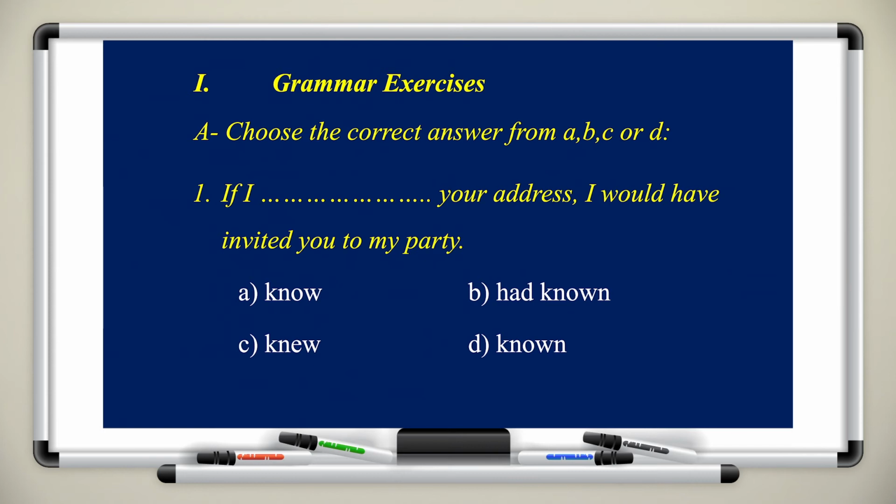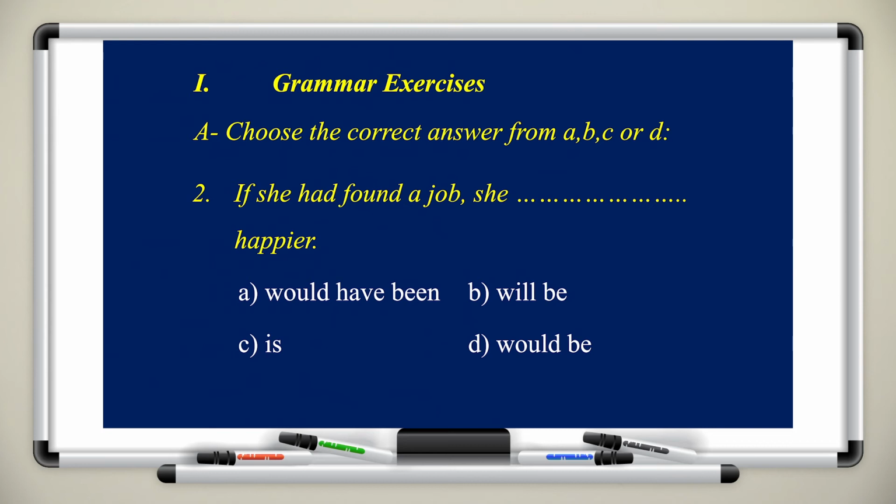Now let's take a look at some of the grammar exercises, okay? Number one, if I blank your address, I would have invited you to my party. So I have would have invited. So the one before needs to be had and the verb in the past participle, had known, okay? Number two, if she had found a job, the second sentence has to be would, have, and the verb in the past participle, which is, of course, a, okay?